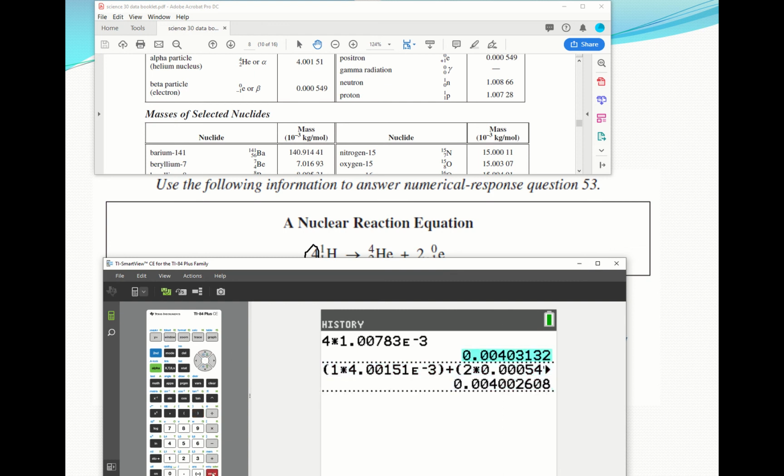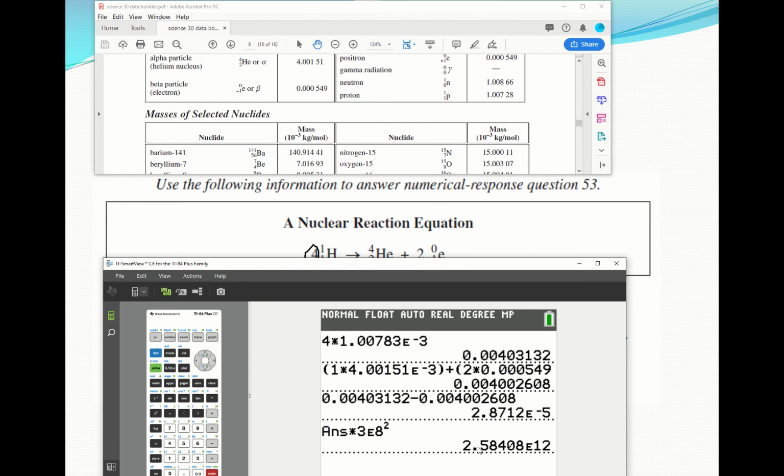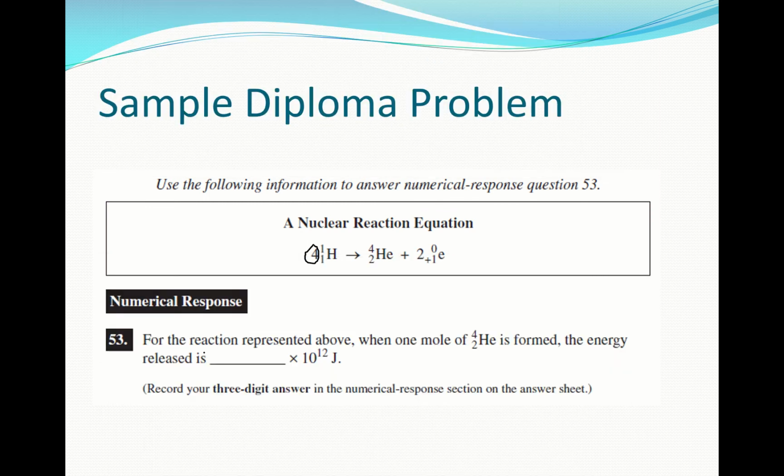So I'll take this mass and I'll subtract it from this mass. And that's my change in mass. So if I multiply that by the speed of light squared, then I have my energy, 2.58. So my answer is 2.58 times 10 to the 12.